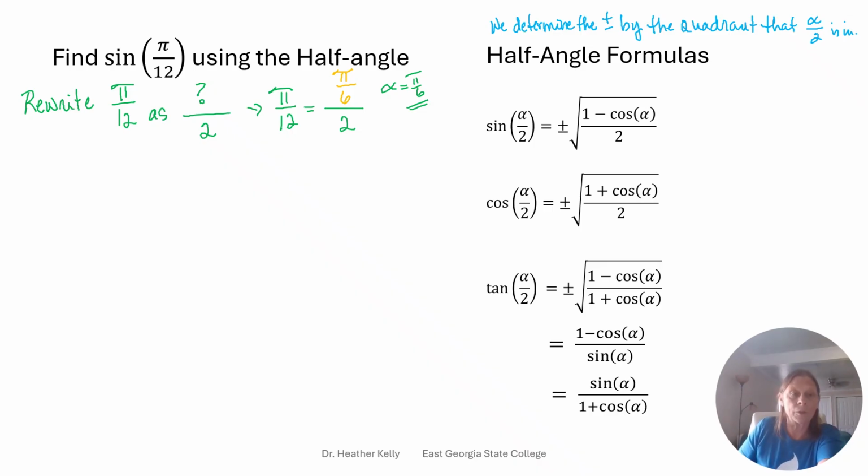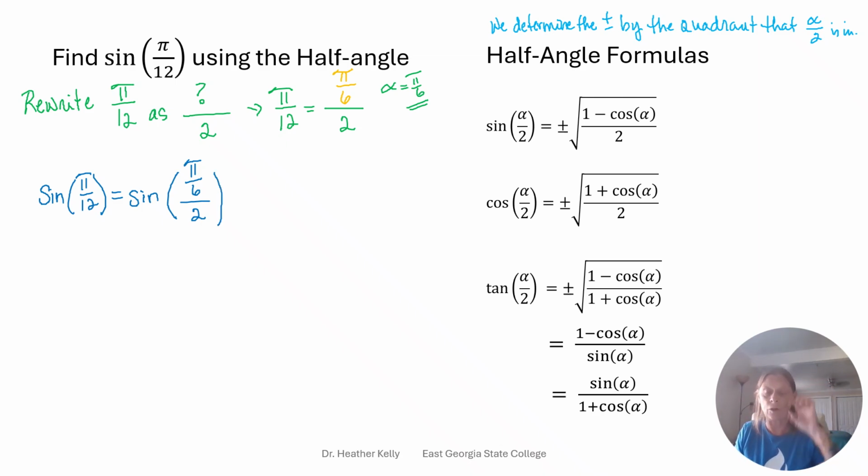So if we want to evaluate this, sine of pi over 12, that's equal to the sine of pi over 6 over 2, and this is how you want to write it, because you're looking for that angle on top. You're looking for that alpha, because that's how you can work it from there. Therefore, those alphas have to be those angles that we know. And pi over 12, what quadrant is pi over 12 in? Well, it's in quadrant 1. So here we're going to have a positive, and it's going to be the square root of 1 minus cosine of pi over 6, all that over 2.